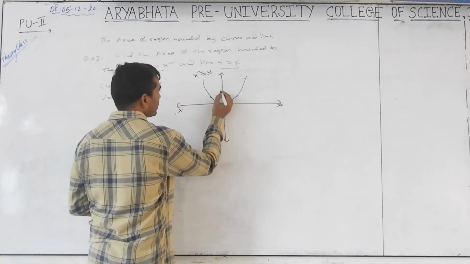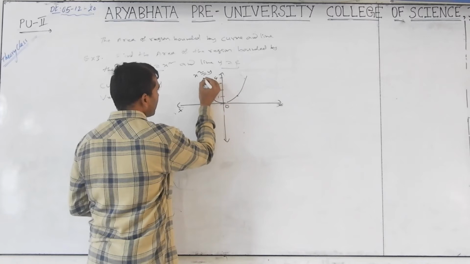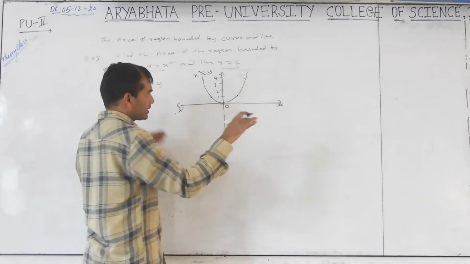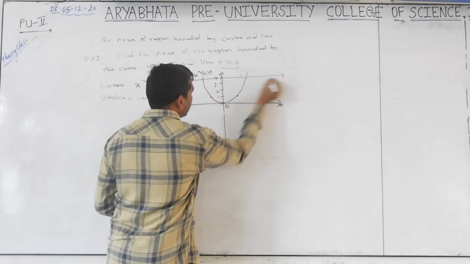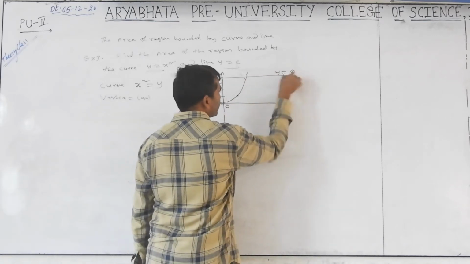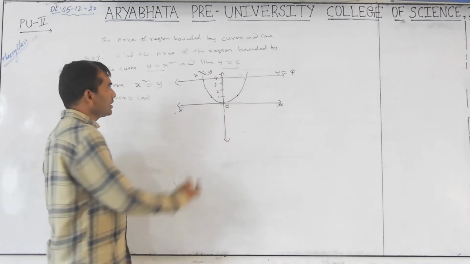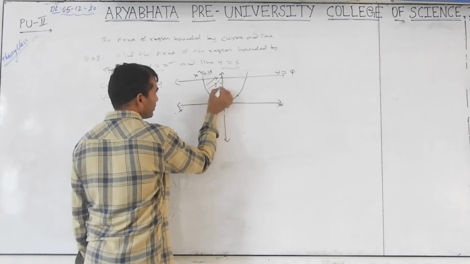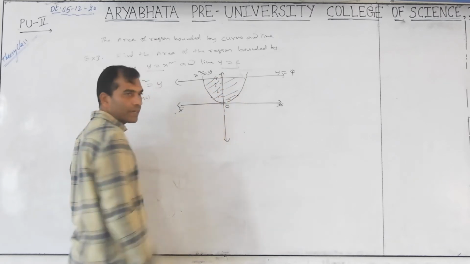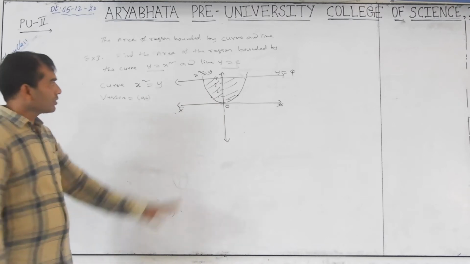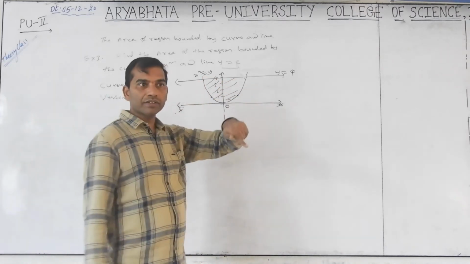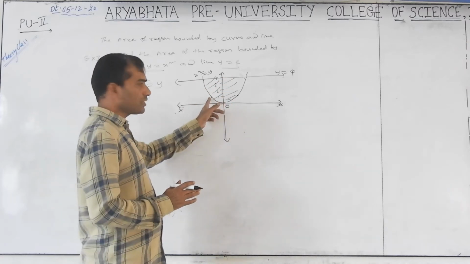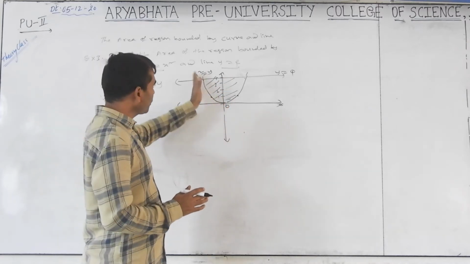Next, y is equal to 4. This is 1, 2, 3, 4. The line y equal to 4 is parallel to the x-axis. This is the line y equal to 4. This area we should find, the area between the curve and the line. Is the left side area the same as the right side area? Same, because it is symmetric. If you take one side, the other side has the same area, so there is no need to find both left and right.